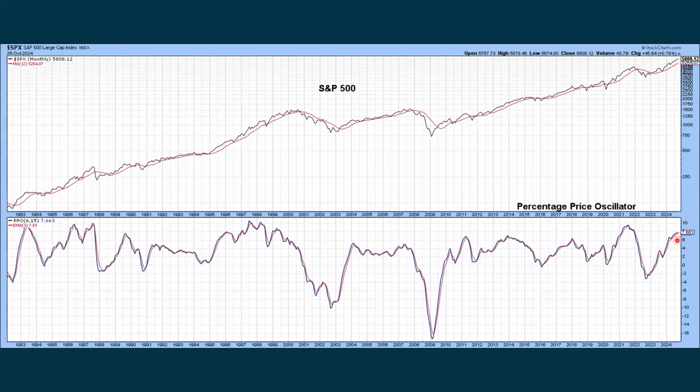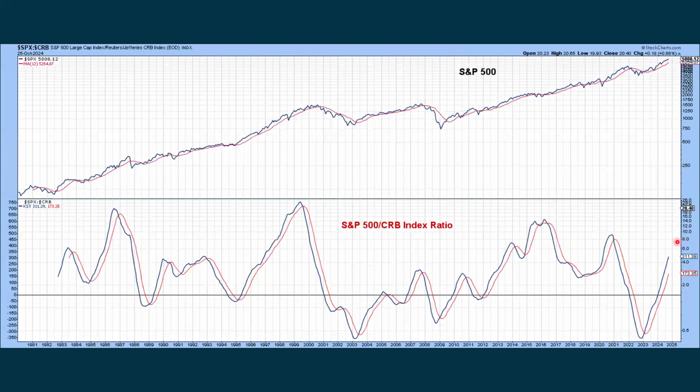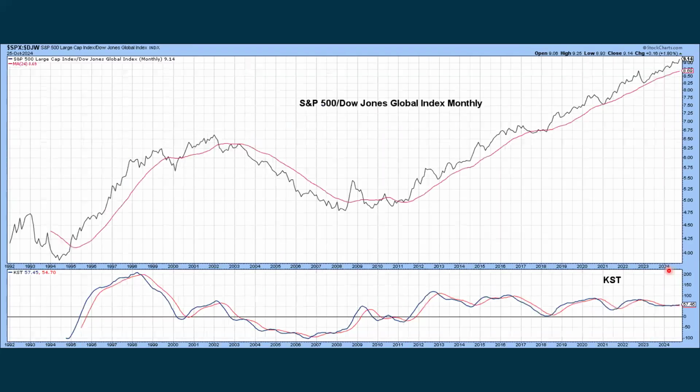We're also continuing to go up, rolling over possibly just a little bit with the percentage price oscillator, which we call the PPO. And we look at a chart here of the S&P above, actually, this is a monthly chart above a 12-month moving average. And then we look at a ratio between stocks and commodities, showing how stocks are outperforming commodities longer term. Then we look at the S&P and then another global index showing how US stocks continue to outperform, but the KST is continuing to be flat.